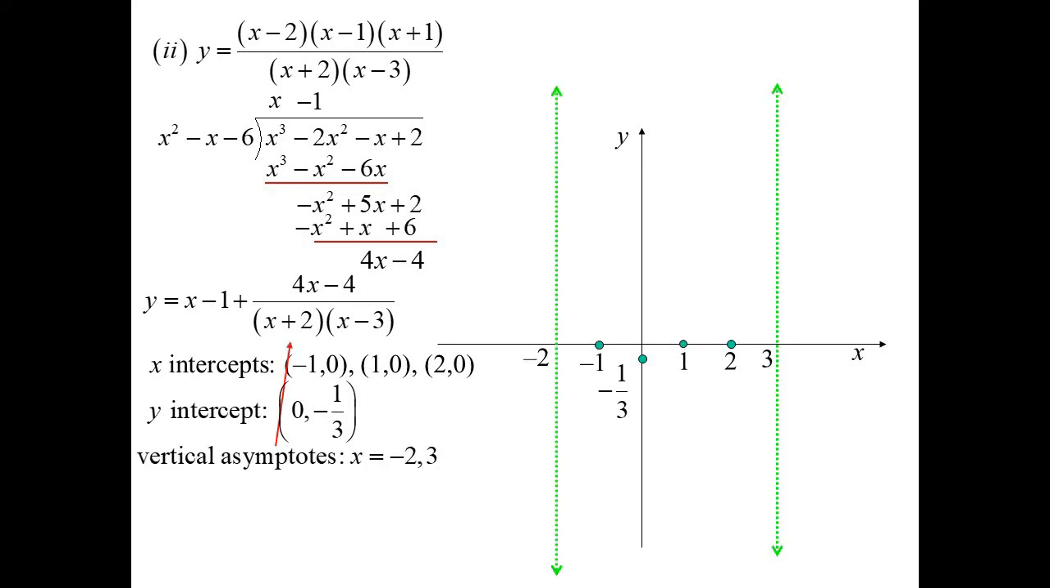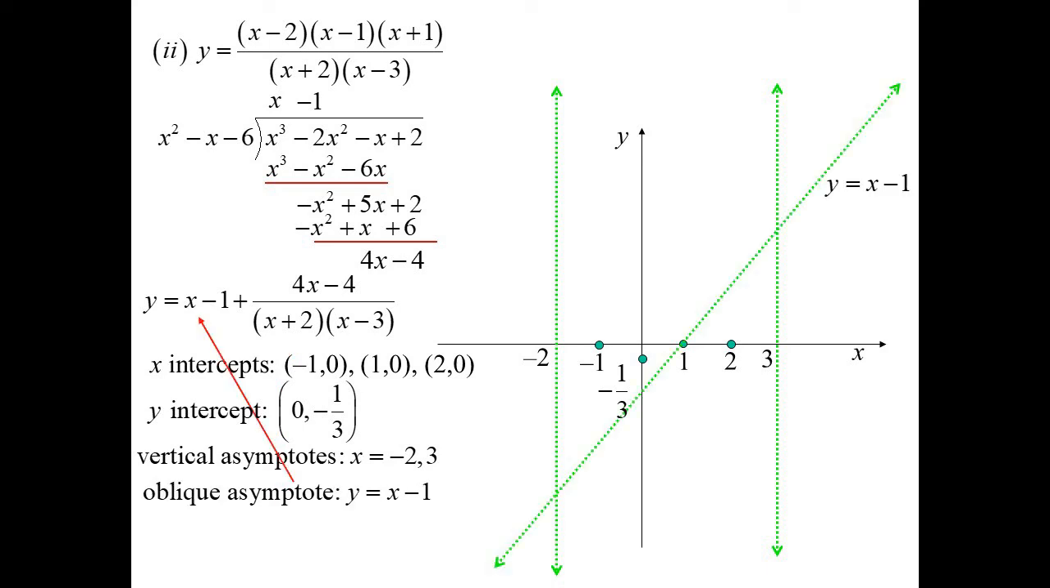We have vertical asymptotes at negative 2 and positive 3. Draw those in. We have an oblique asymptote in this case at y equals x minus 1. I already know the answer to the next question because look what's happened. My oblique asymptote goes through that x-intercept. So we should find it is possible to solve 4x minus 4 equals 0. And indeed it does give us the answer x equals 1. So we know it cuts it there.